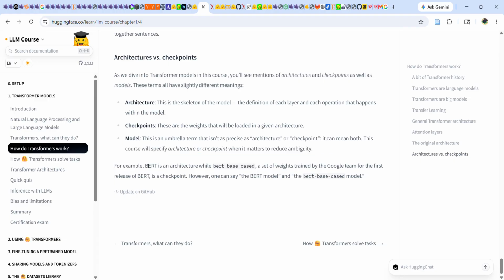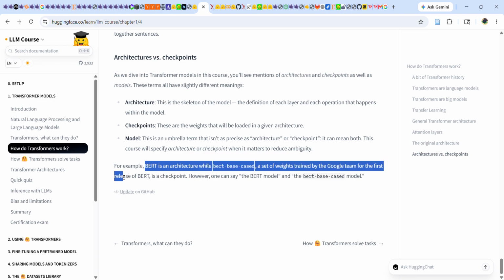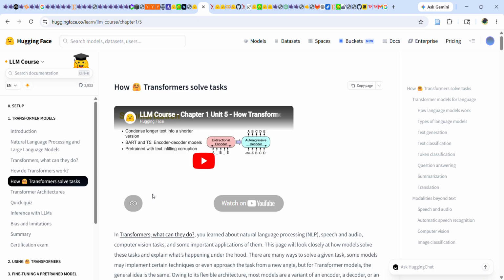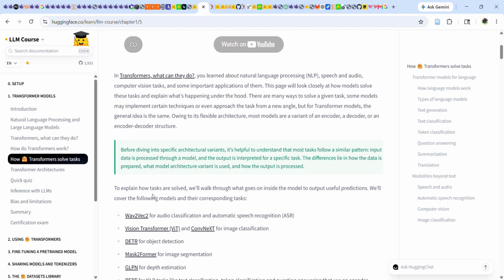It can mean both. So BERT is an architecture, while BERT base cased is the set of weights trained by the Google team for the release of BERT, which is a checkpoint. However, one can say the BERT model or just this model. Checkpoints are the weights, but architecture is the skeleton. Next, how transformers solve tasks.